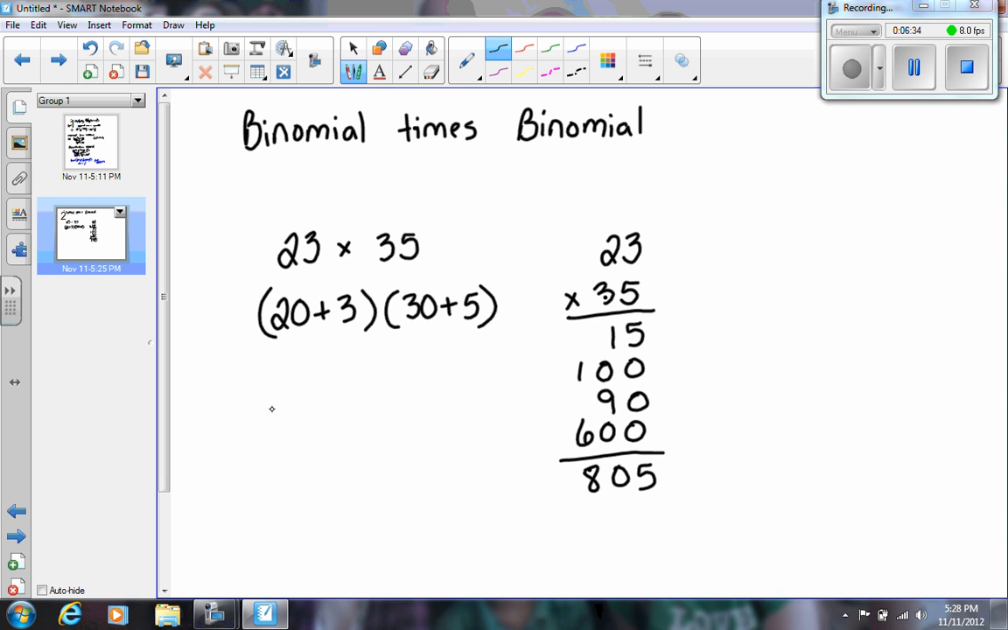And I'm going to have you look at it this way, just as a way to organize with these 4 steps here. If we were to write out 20 plus 3, then make a little chart like a times table. And we're going to have 30 plus 5.